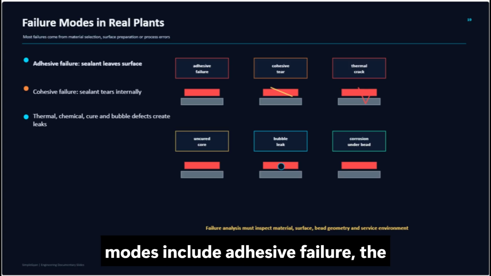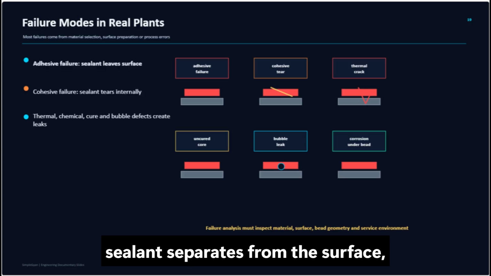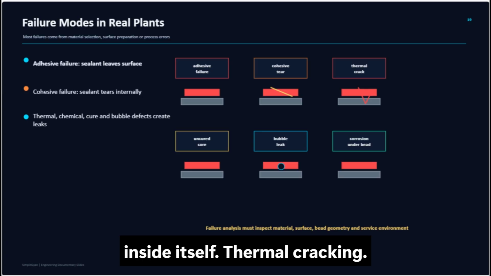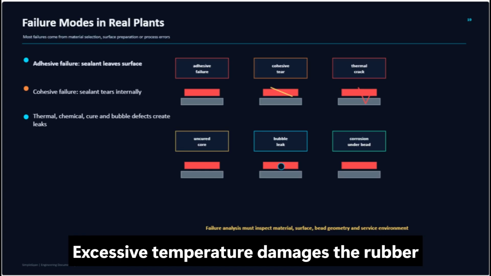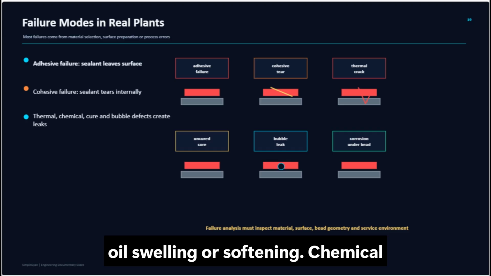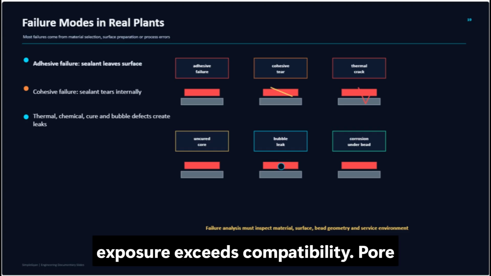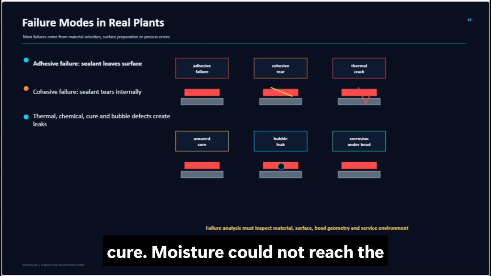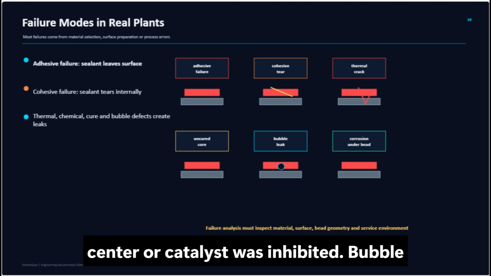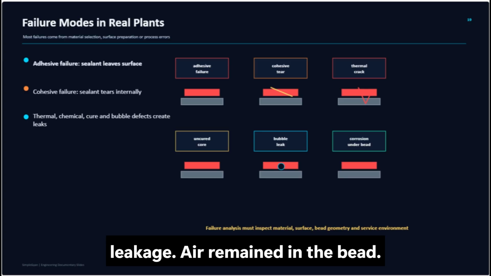Common failure modes include adhesive failure, the sealant separates from the surface. Cohesive failure, the sealant tears inside itself. Thermal cracking, excessive temperature damages the rubber. Oil swelling or softening, chemical exposure exceeds compatibility. Poor cure, moisture could not reach the center, or catalyst was inhibited. Bubble leakage, air remained in the bead.